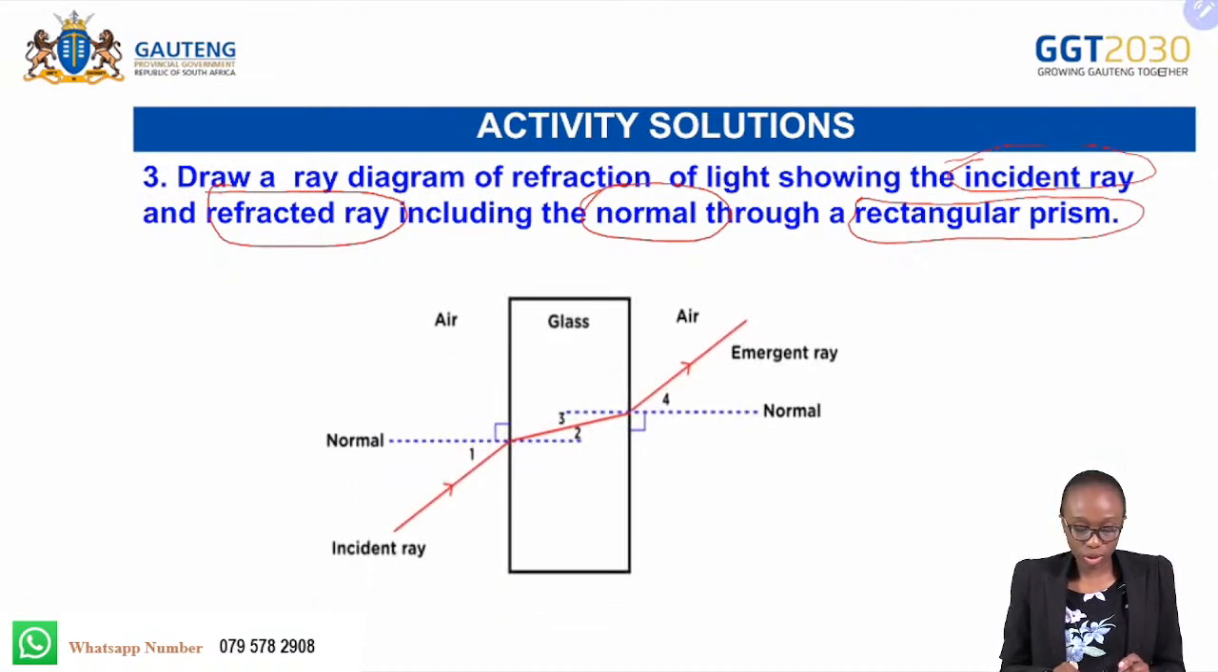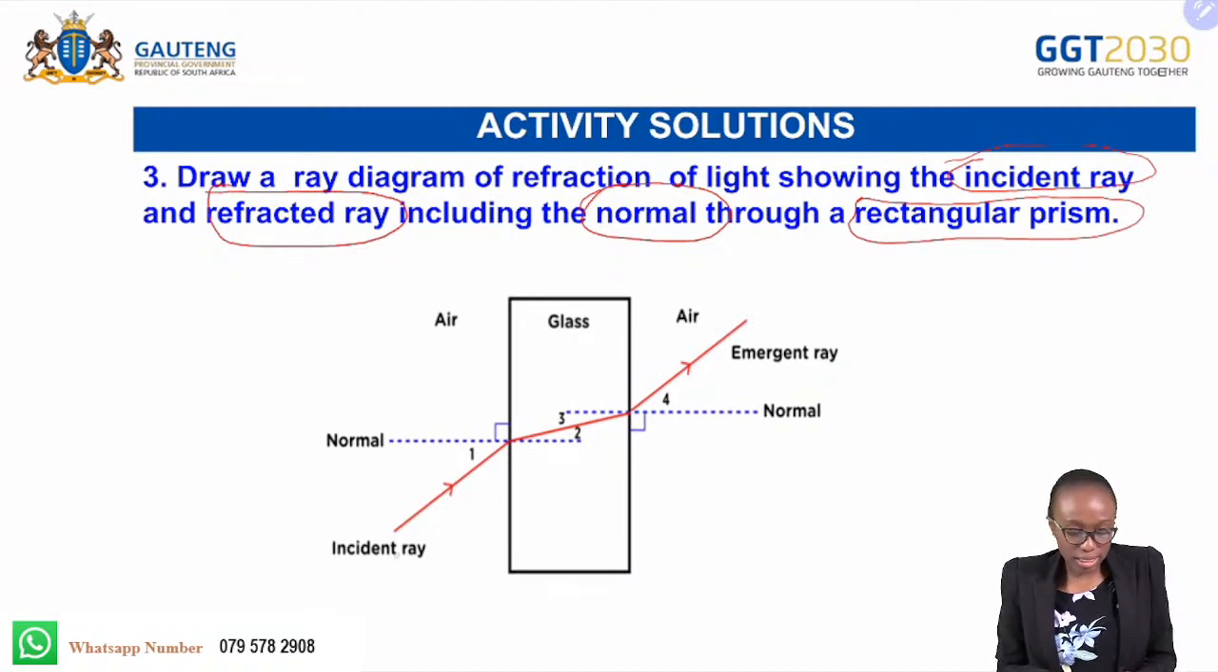Right, so there we go. So this is a rectangular prism. The keyword there, the trick word, was rectangular prism. So here is our incident ray entering one side of the prism. And then where's the normal? The normal is always at right angles to the surface of the object. The object is a rectangular prism, so there is our normal. You draw your normal in a dotted line.